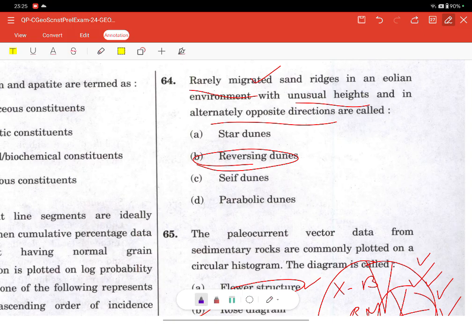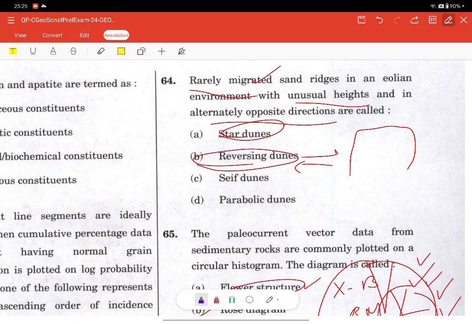So what are the reversing dunes? Reversing dunes form under a bidirectional wind regime, and the wind blows in two opposite directions. Slip phases alternate sides, the net migration is minimal, so the dune grows vertically instead of horizontally.